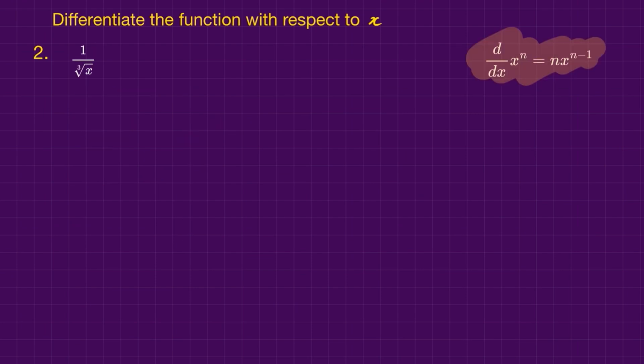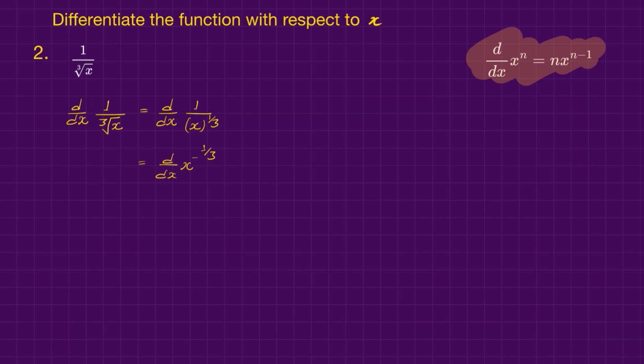Number 2, we have a function 1 over cube root of x. So here d/dx of 1 over cube root of x. Now the function can be written as 1 over x to the power 1 by 3, since cube root can be written in this way. So this equals d/dx of x to the power minus 1 over 3. So this is by the law of indices.